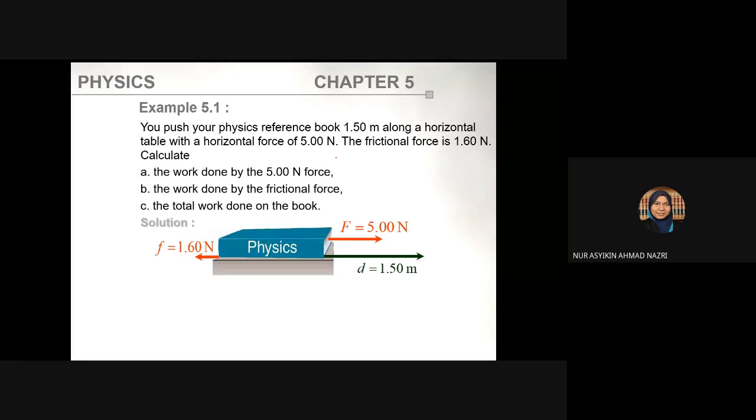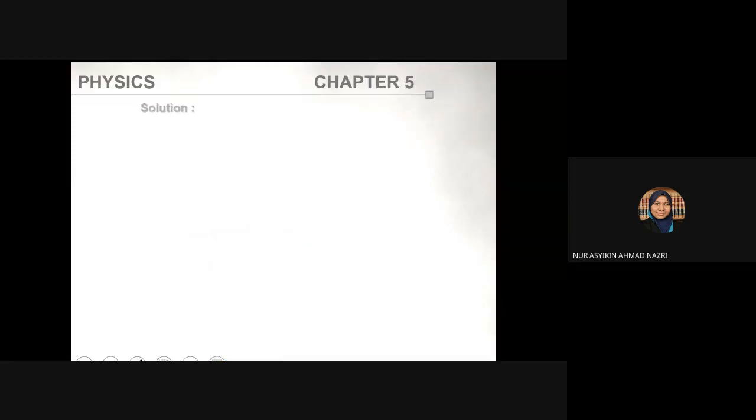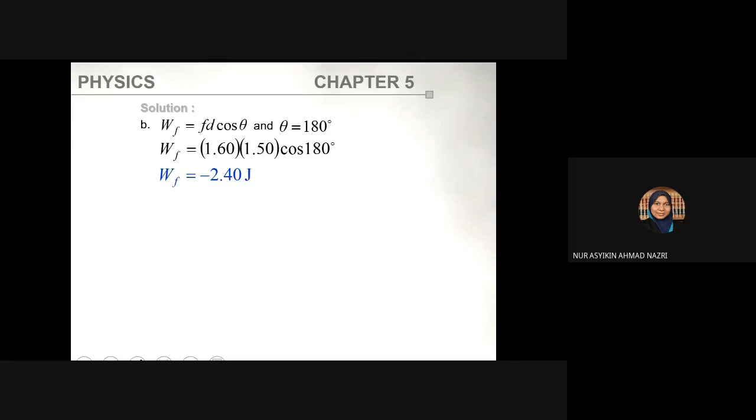Okay, so this is the free body diagram and this is the distance lah, 1.5 meter. Work done by the 5 Newton force. Okay, so soalan ni dia nak fokus on work done by this force. So kita akan ambil that force and times the distance terus. Macam tu je. Okay, simple. And then B, the work done by the frictional force. Okay, so kita akan ambil yang frictional force times dengan the displacement yang dia make tu. The value is negative since cos 180.